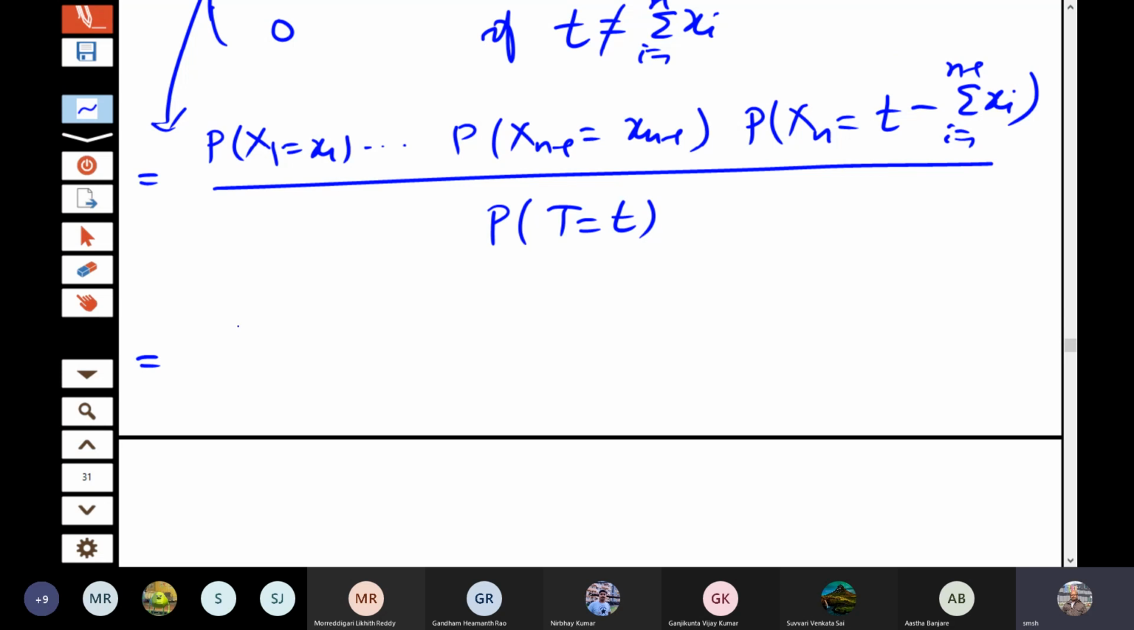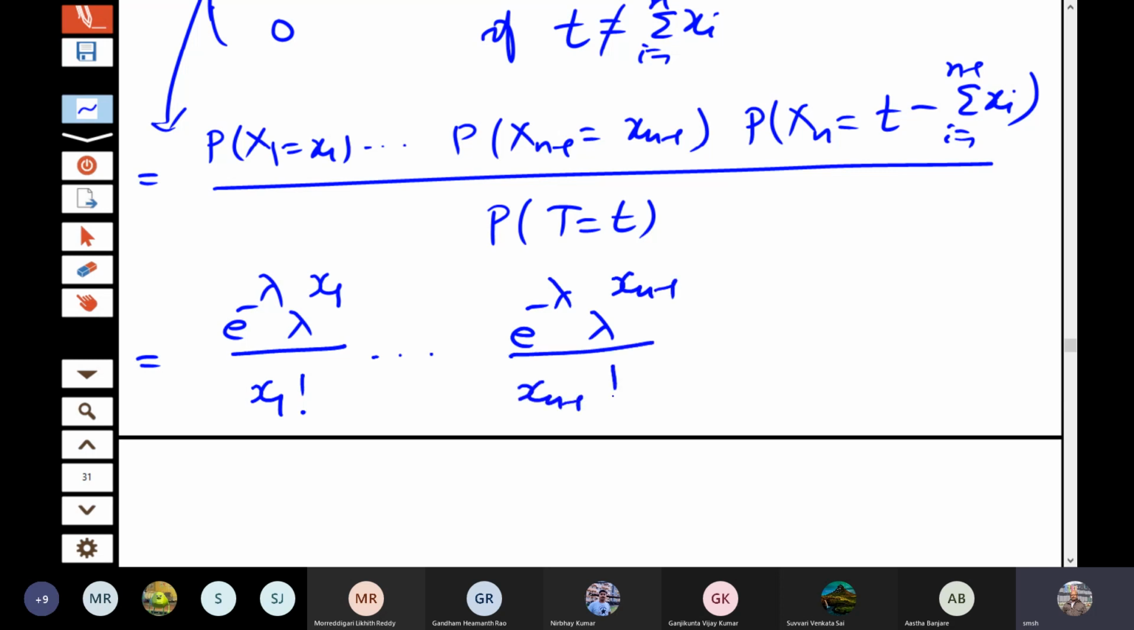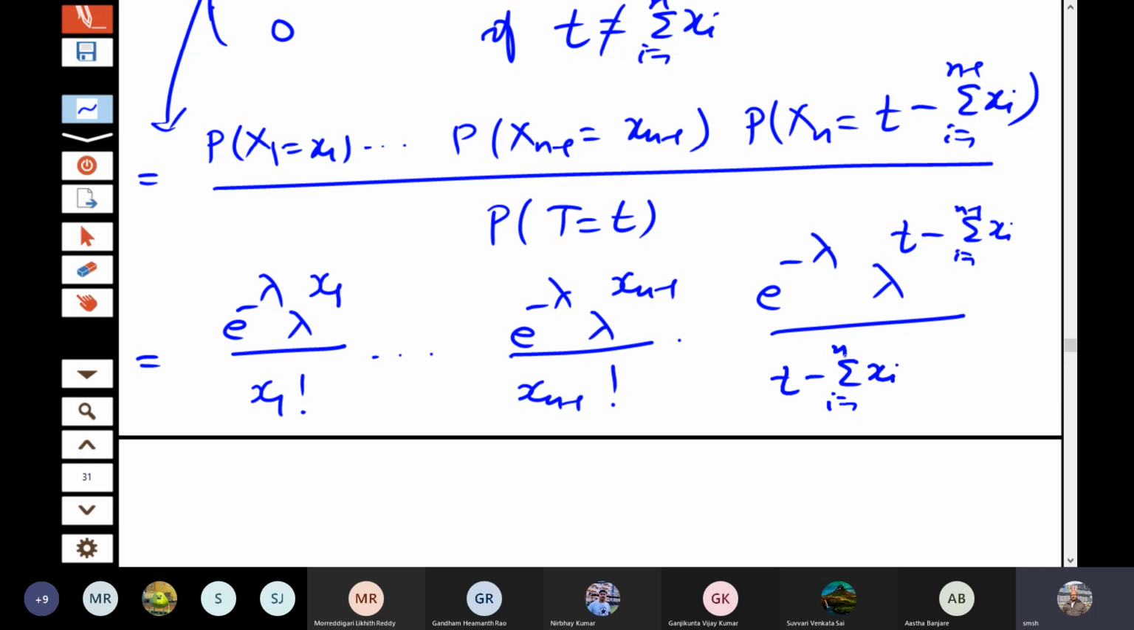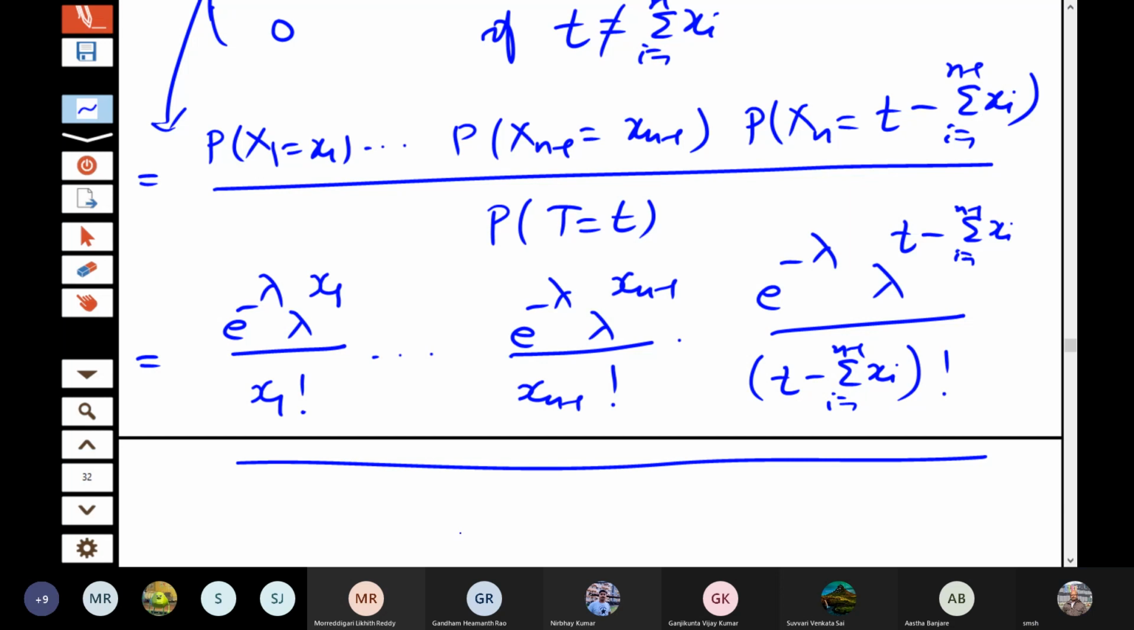So these are all e to the power minus lambda, lambda to the power x1 by x1 factorial, and so on, e to the power minus lambda, lambda to the power xn minus 1 by xn minus 1 factorial, e to the power minus lambda, lambda to the power t minus sigma xi, i equal to 1 to n minus 1, divided by t minus sigma xi, i equal to 1 to n minus 1 factorial, divided by e to the power minus n lambda, lambda to the power t, divided by t factorial.